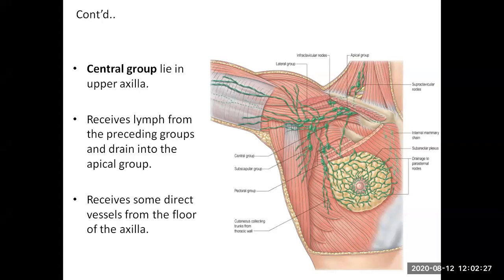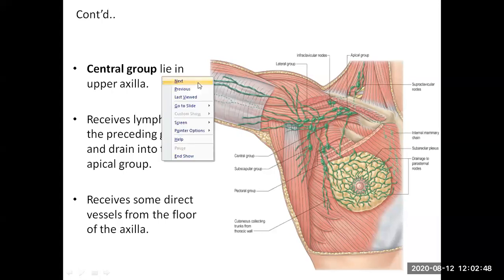The central group receives some direct vessels from the floor of the axilla also, and they drain into the apical group of lymph nodes.